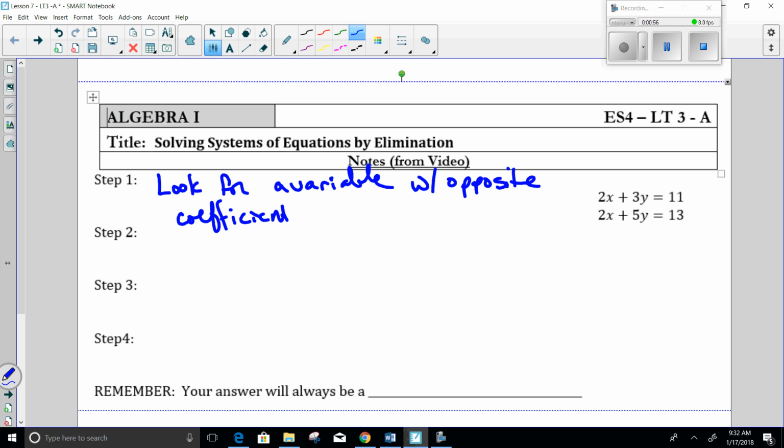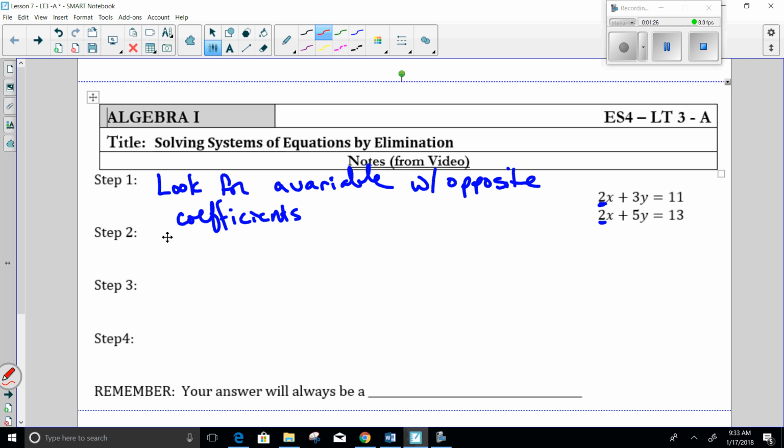Now, what does that mean? Opposite means different sign. Coefficient is the number in front of it. Opposite means same number, but a different sign. So if I look at this, I have a 2x and a 2x, and I have a 3y and a 5y. Notice how the 2x and the 2x are the same number, but they're not opposite. That's what we want. We want them to be opposite. Notice it says look for a variable with opposite coefficients. In this case, they're not opposite. So that's where step 2 is going to come into play.